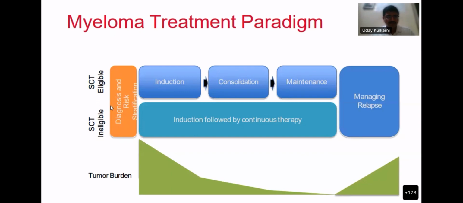In patients who are transplant ineligible, so we cannot do the autologous transplant in them, we give them induction therapy, and then some form of continuous therapy goes on with the hope to control the disease for as much time as possible. And ultimately, in these patients also, in some of them the disease comes back.